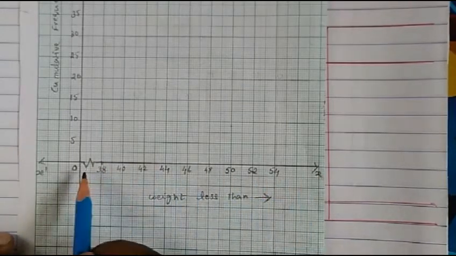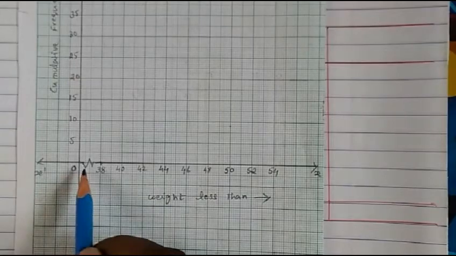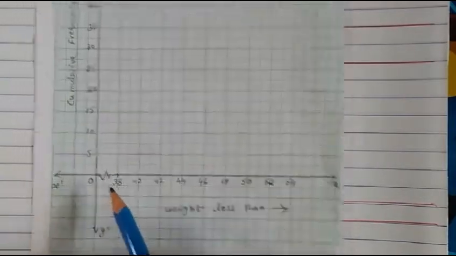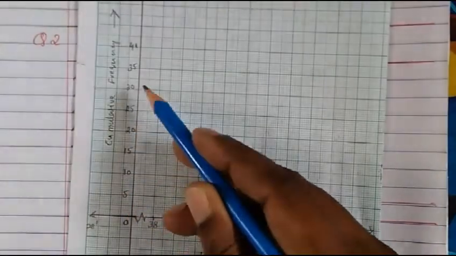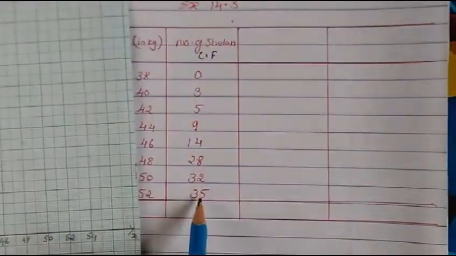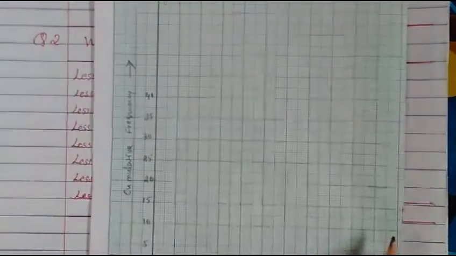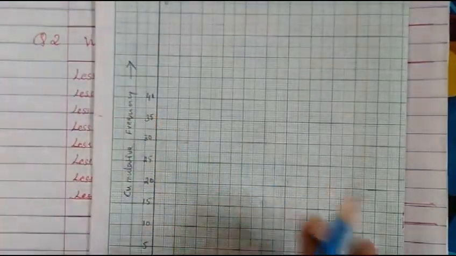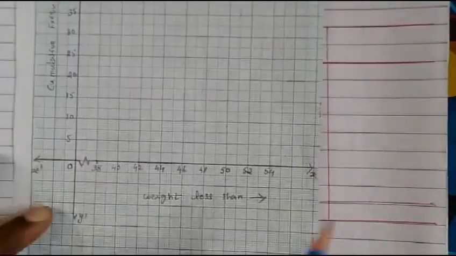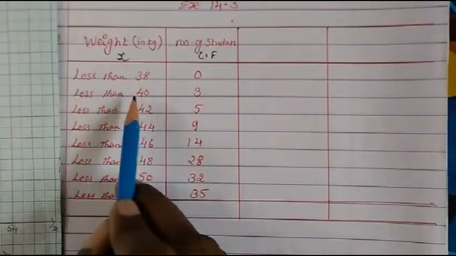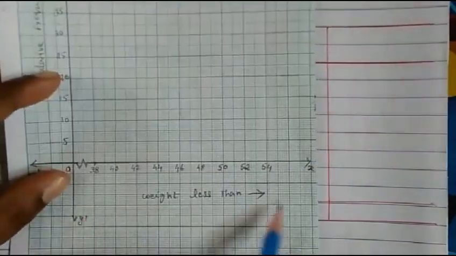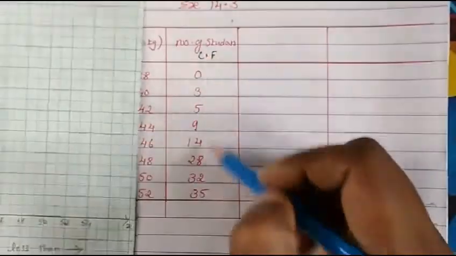Therefore we have to put the kink sign. On the y direction, everywhere it is a difference of 5. The highest is 35, so I have taken up to 40. Now you can write here, weight less than, because it is already given to us. So weight in less than on the x-axis, and this is cumulative frequency.